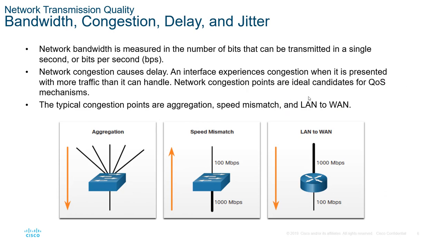And again, some of the reasons are going to be things like aggregation, speed mismatching, LAN to WAN. Again, you may have a gigabit LAN connection, but then it has to filter out through whatever internet connection you have. Again, 100 megabit, 200 megabit, and so forth. These are all main reasons that transmission quality may go down.